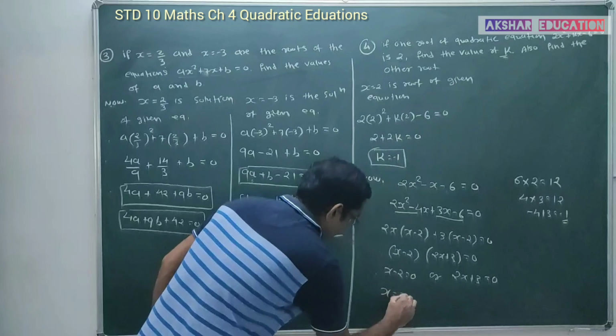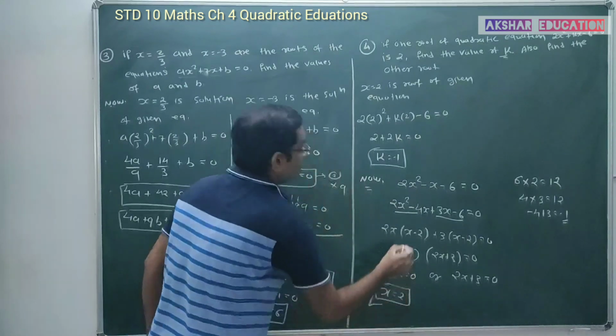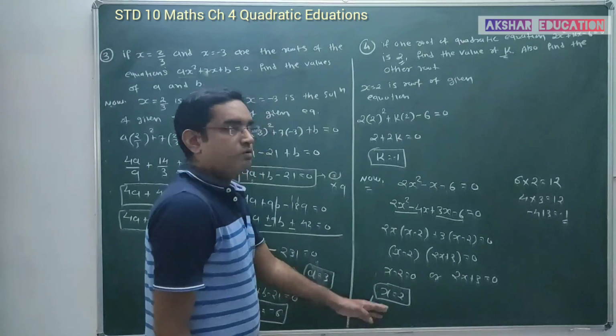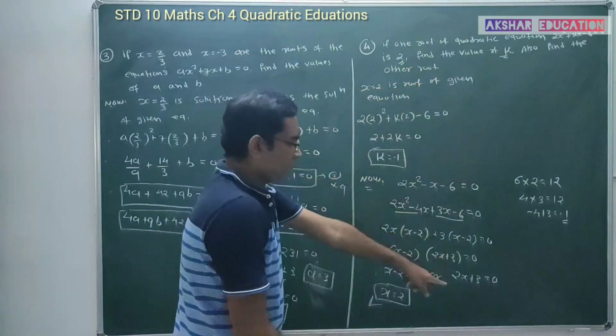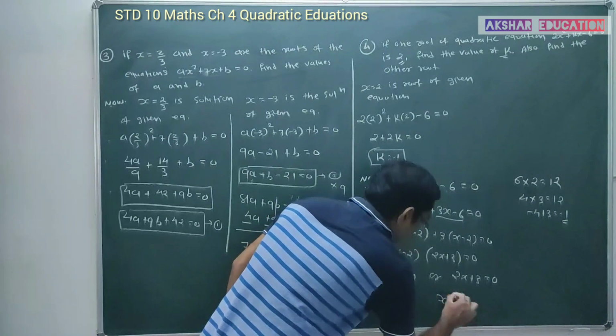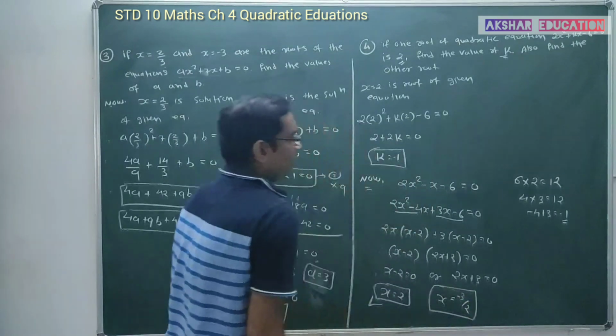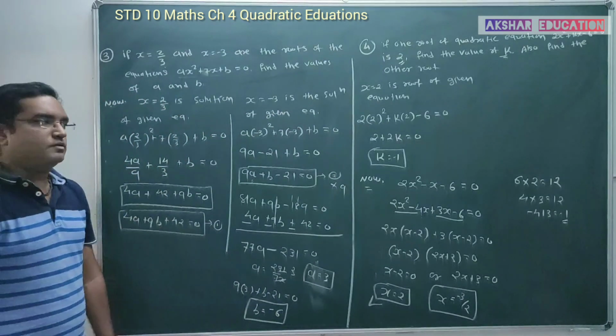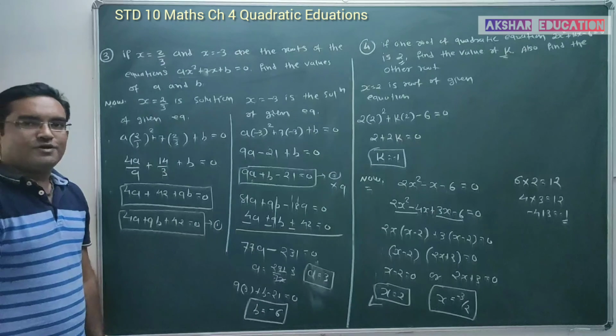So x equal to 2. That is already given. One root of this equation is x equal to 2. That is already given. Find the other root. So the other root is x equal to minus 3 by 2. X equal to minus 3 by 2 is the other root of this given quadratic equation. Clear, friends? So pause the video to note it down.